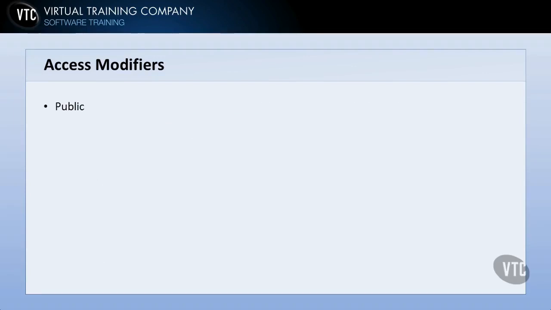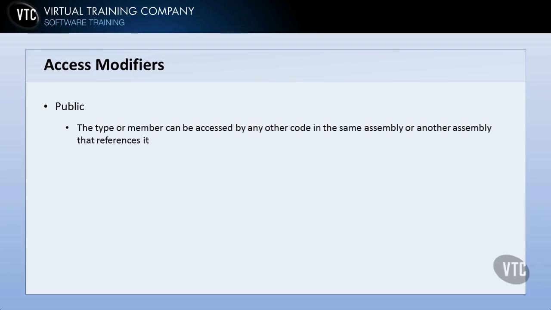If you use the public access modifier, that means the type or member can be accessed by any other code in the same assembly or any other assembly that references it. Keep in mind, in this context, an assembly is basically a compiled project, compiled to an executable file, a .exe, or a DLL file, etc.